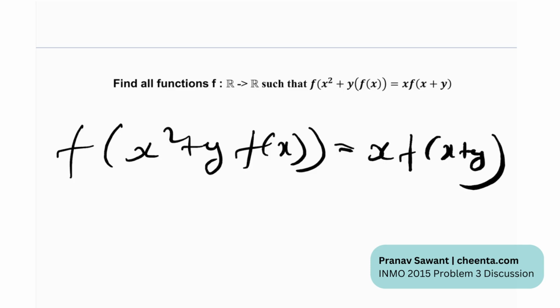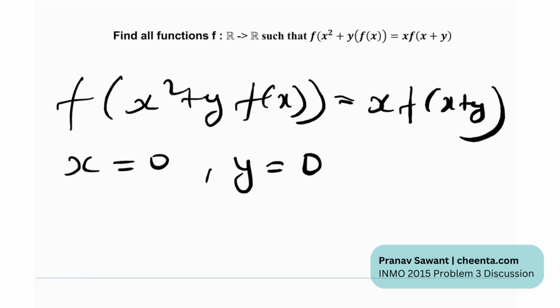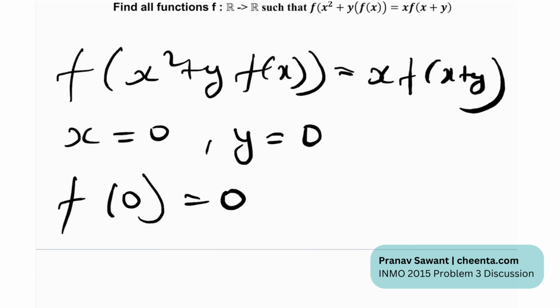Let's just start with some basic substitutions. Probably the most common one is plugging x equals 0 and y equals 0 to see if we can get some result which we may use in the future. That leaves us with f of 0 equal to 0, since on the right hand side it will essentially be 0 times f of 0, which is 0. So f of 0 is equal to 0, which might be needed in the future.